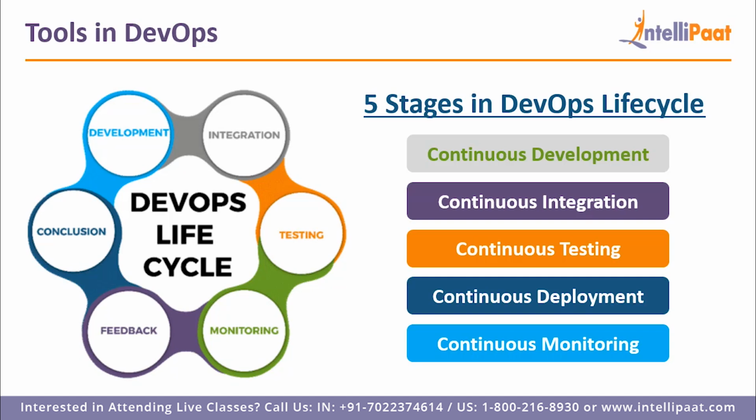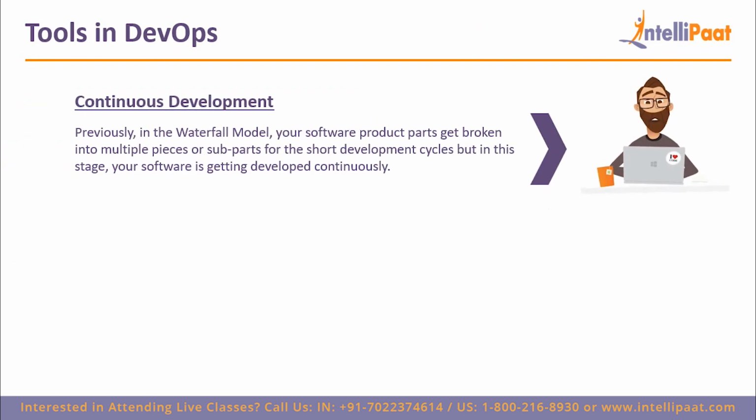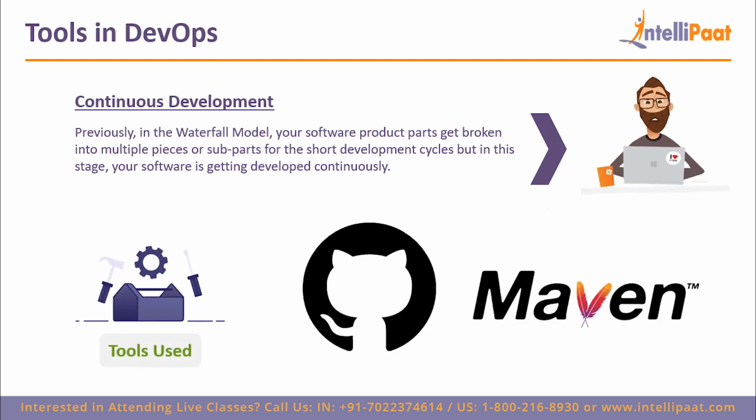There are 5 stages in DevOps which you see on the screen right now, which are continuous development, continuous integration, continuous testing, deployment, and monitoring. So guys, for continuous development, previously in the waterfall method, your software product's parts get broken into multiple pieces or subparts for a short development lifecycle. But in this stage, your software is getting developed continuously. And the tools used in this, so guys, as we code and build in this stage, one can use Git to maintain the different versions of code, and to build or package the code into an executable file, we use a reliable tool called Maven, right?